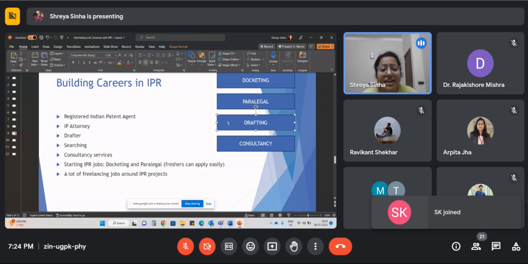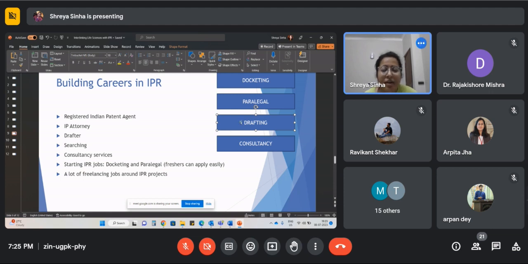And there are several drafting domains. Mechanical has its own drafting domain, electrical has its own drafting domain. Obviously I cannot draft a mechanical patent, but I can draft a life science patent. Similarly, mechanical people cannot draft a life science patent. So this is how life science can be linked to drafting.